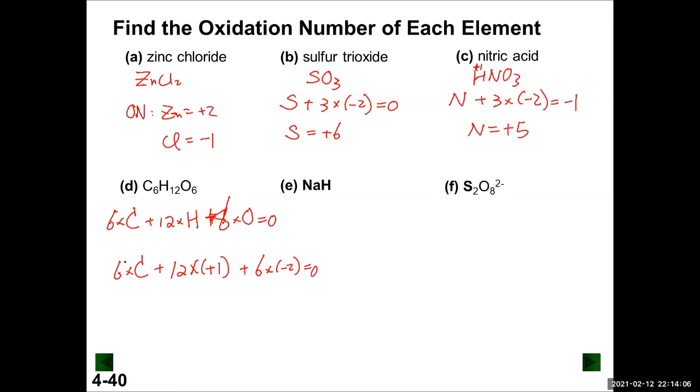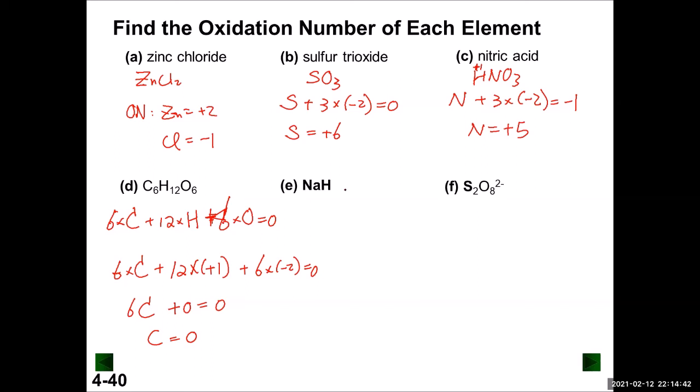So next, by solving this equation, we get 6C plus 0 equals 0. So therefore, the carbons each have 0 oxidation number in this formula. So even though the carbon has 0 oxidation number, it does not mean it is in the elemental form. It is just a special scenario of a compound where the carbon happens to have a 0 oxidation number.